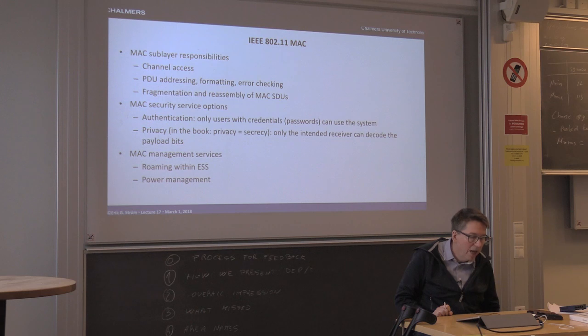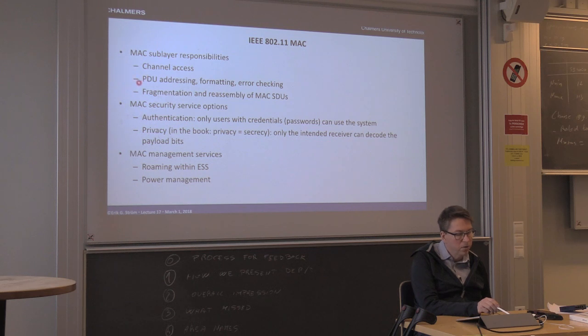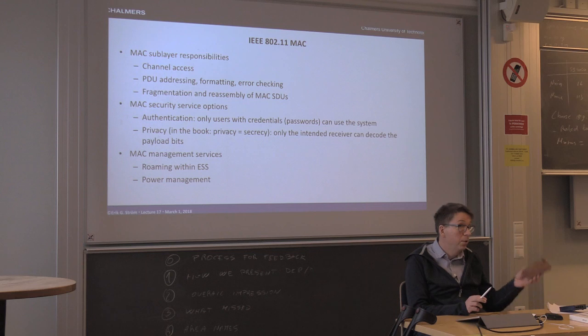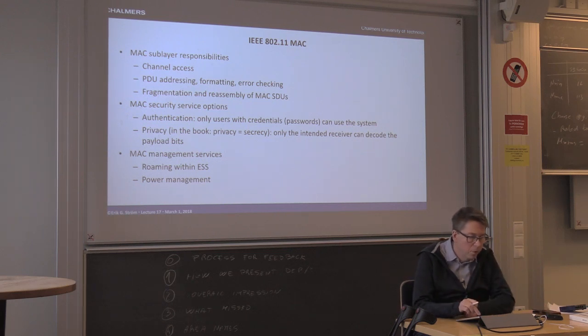Okay, MAC layer, what does it do? Well, it does what MAC layers do. It's responsible for channel access, some addressing, formatting, and error checking. Fragmentation and reassembly are also done by the Wi-Fi MAC layer. There is some security here, and we'll talk more about that later on. It also has to do with handovers, figuring out the handover between access points, and has a little bit of power management. Power management is important for battery-powered devices, so you can allow a device to go down to sleep, for instance, to save power.